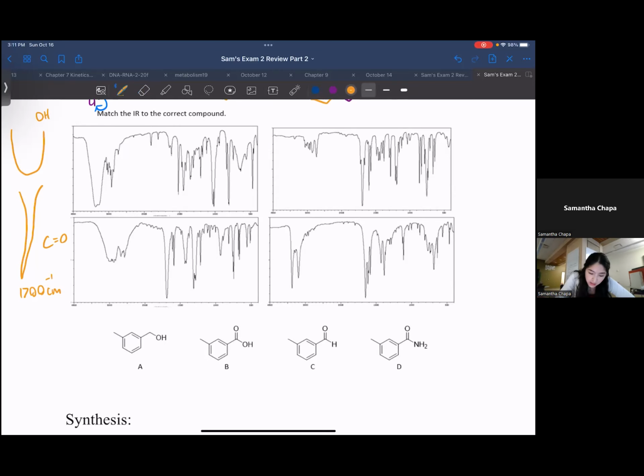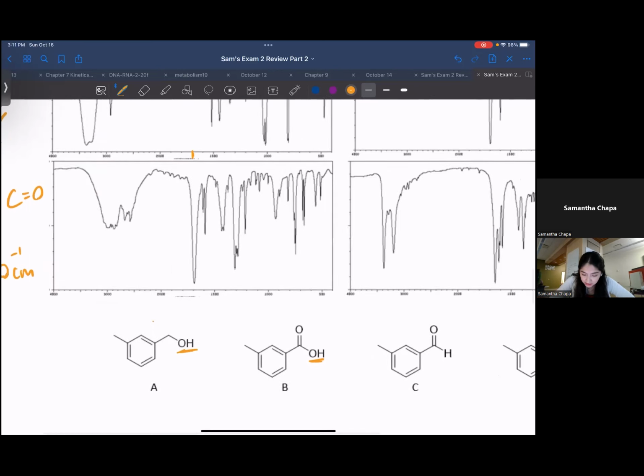Okay. I already noticed my big broad peak right here, so I know that I'm going to have an OH. And that's common with a lot of them. We have OH and OH, so it can possibly be A or B. Then I'm looking for something at the 1700 mark, which is right here, and we have nothing. We would usually have a big spike right here. So no carbonyl. So we're thinking it's probably going to be A. I'm going to put an asterisk on it until we find out what B is.